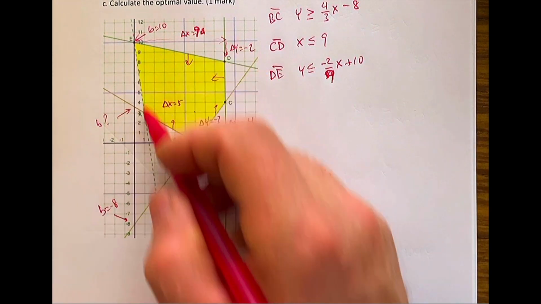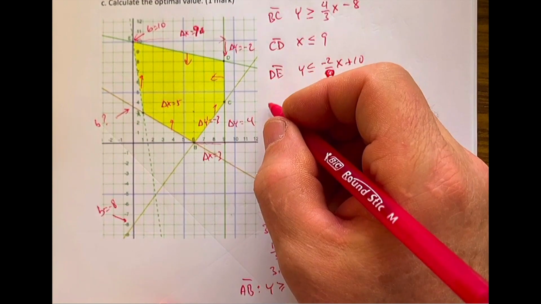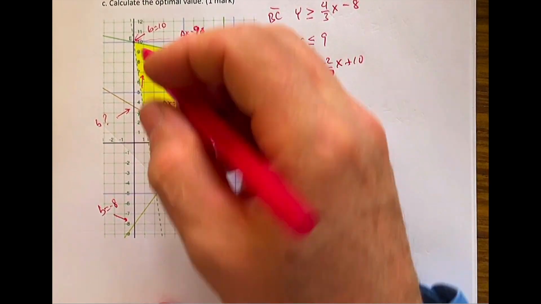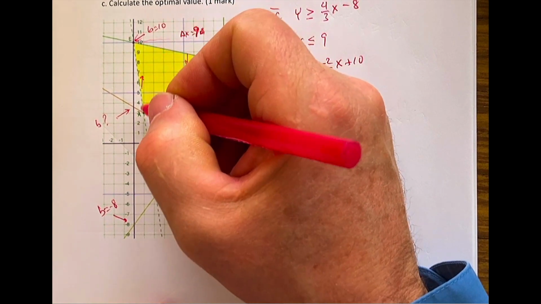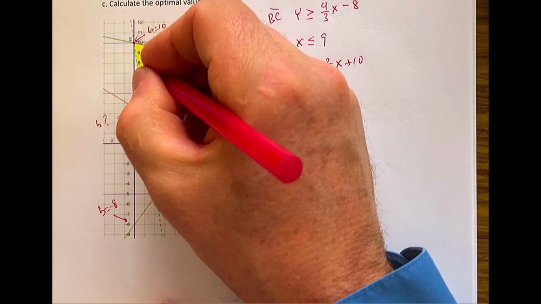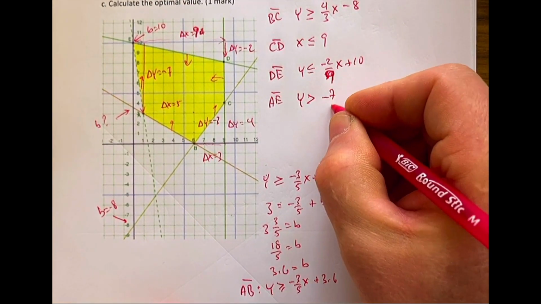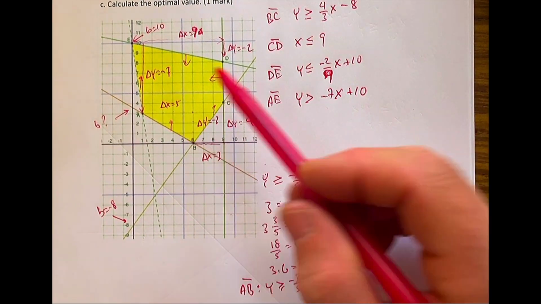The last one, the dotted line, we're shading above the dotted line, so it's going to be y is greater than. We're talking about A to E. y is greater than. The slope is, we move over 1, and we move down from 10 to 3, down 7. The delta y is negative 7. The delta x is 1. It is negative 7 over 1, x plus the b value, which is 10. There are my 5 inequalities.